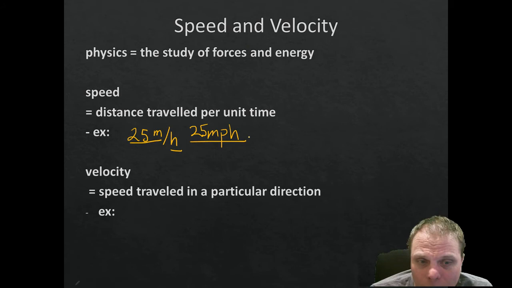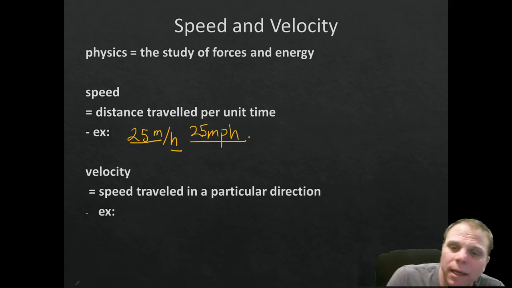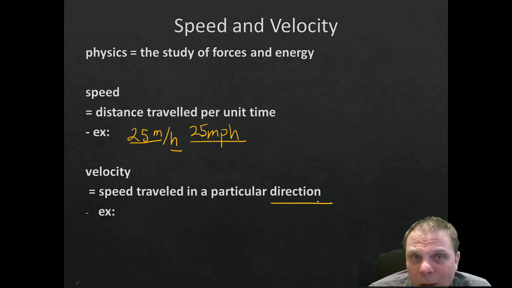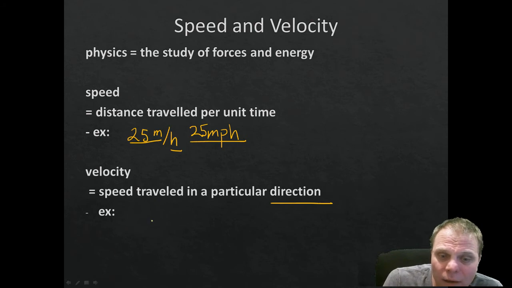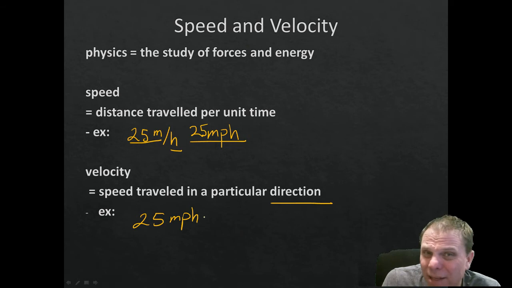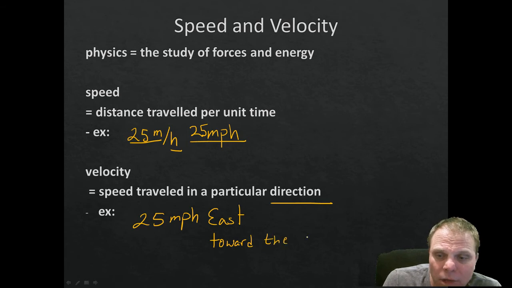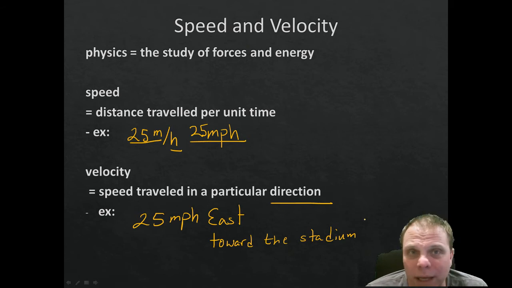Velocity adds one extra thing to speed. It adds direction to speed. So if I want to tell you my velocity, I'm going to tell you something like, oh yeah, I traveled 25 miles per hour. And then I'm going to tell you the direction I traveled, east, okay? Or maybe I traveled toward the stadium, all right? Both of these would be an example of directions, right? I'm traveling in a particular direction.